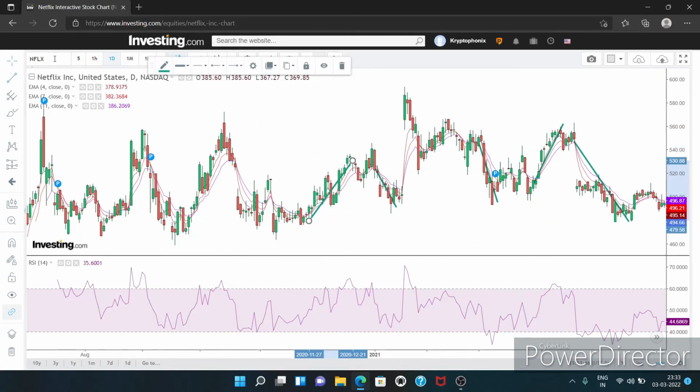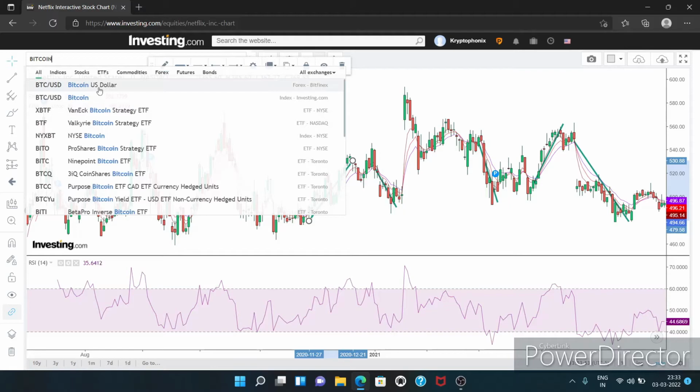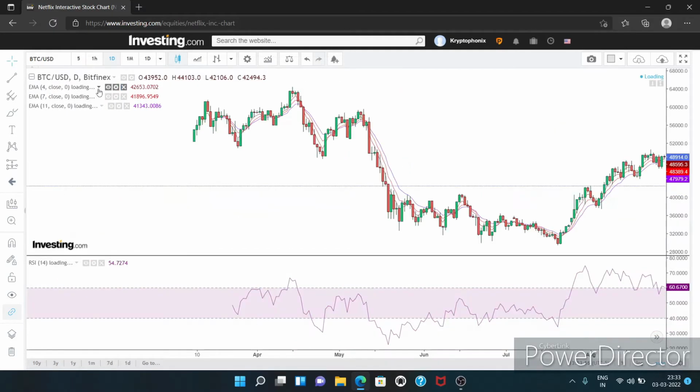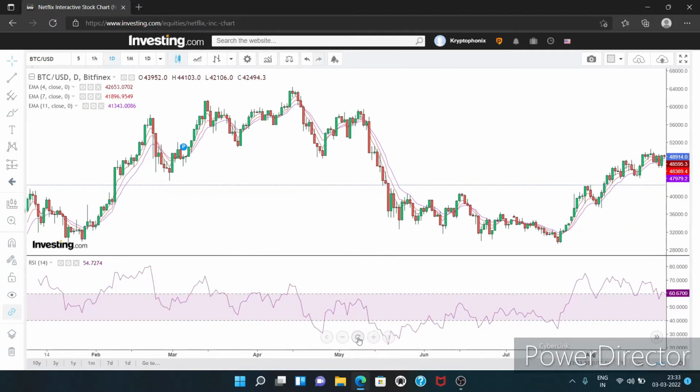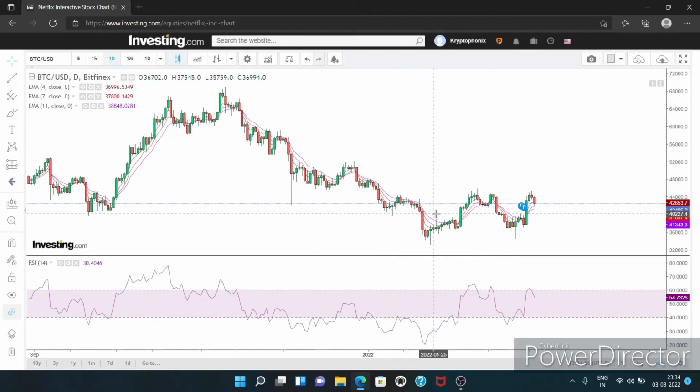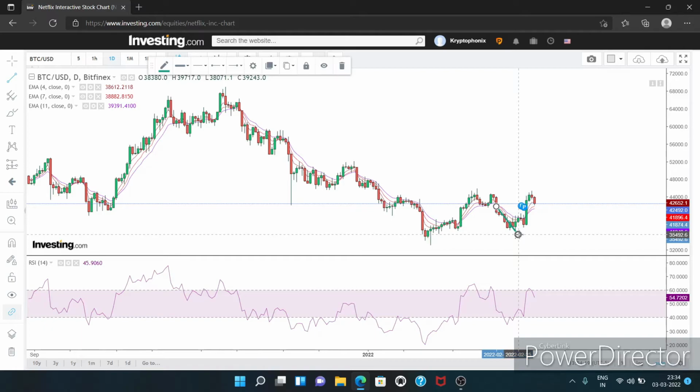Now let's check it on some other stock or crypto. Let's go to Bitcoin. Okay, let's look over here. EMA gave a signal to sell. EMA crossover formed a signal to sell over here. Also, the RSI is between 60 and 40. Signal to sell, result was a downfall.